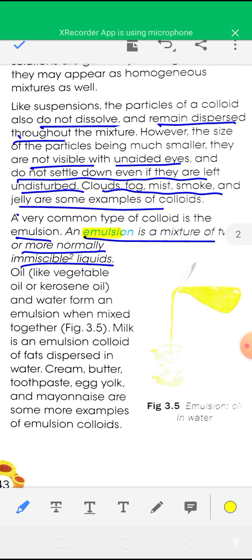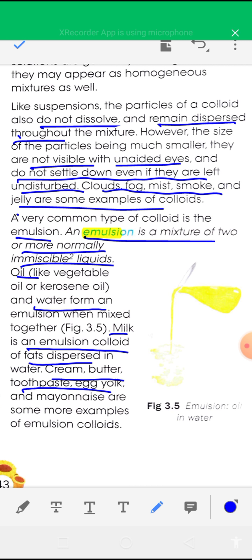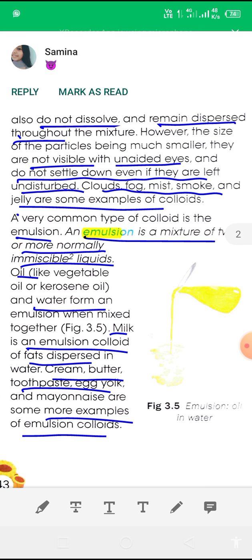Now example of emulsion: a mixture of oil in water is an emulsion. Oil like vegetable oil or kerosene and water form an emulsion when mixed together. Milk is an emulsion, a colloid of fats dispersed in water. Cream, butter, toothpaste, egg yolk, all these are examples of colloid emulsion. Okay, emulsions are also one type of colloid.